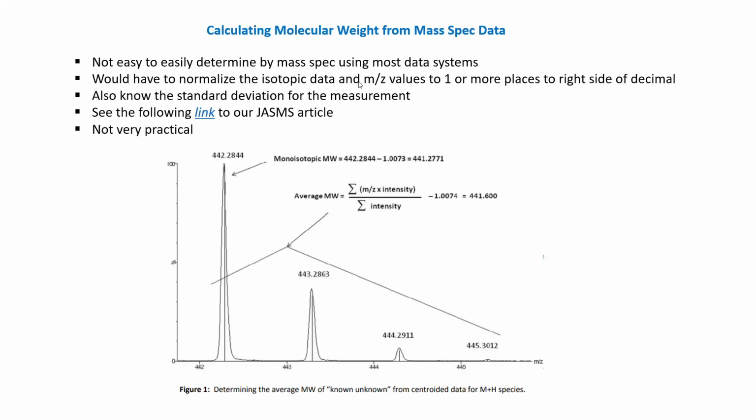Well, you can calculate the molecular weight for mass spec data, but it's not easy to do. It's not easy to determine by mass spec using most data systems. None that I've used would. You have to normalize the isotopic data and mass to charge values to one or more places to the right of the decimal, and also know the standard deviation for the measurement when you put it into the system, because you always have error bars around it, so you don't leave something out. You have to take what you think it is and put a little error to the left and to the right. And if you want to see more, you can see the paper that we wrote in the journal article at the following link, and this is one of the figures from it. And bottom line, it's just not very practical to do.